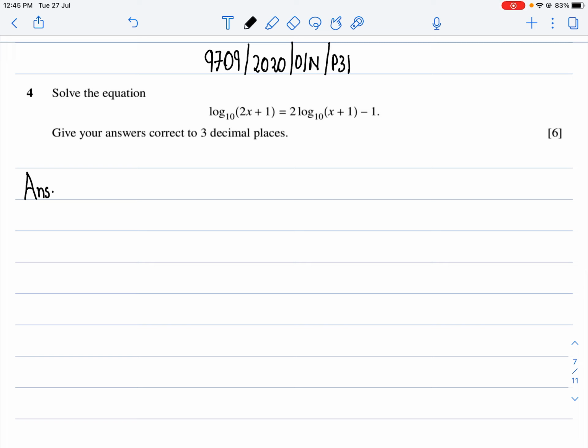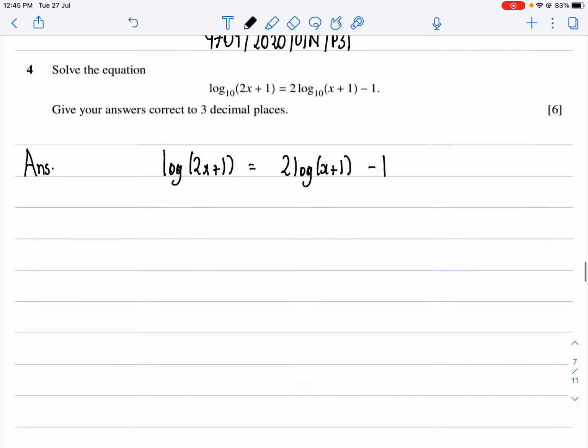So this had come basically in 2020, October-November, paper 31. Okay? So you basically need to solve the equation where you have log of 2x plus 1 with the base 10, which is equal to 2 log of x plus 1 with the base 10 minus 1. Okay? You can simply write this as log of 2x plus 1, which is equal to 2 log of x plus 1, correct, minus 1. You can write it like this because if the base is not specified, it's taken as 10.